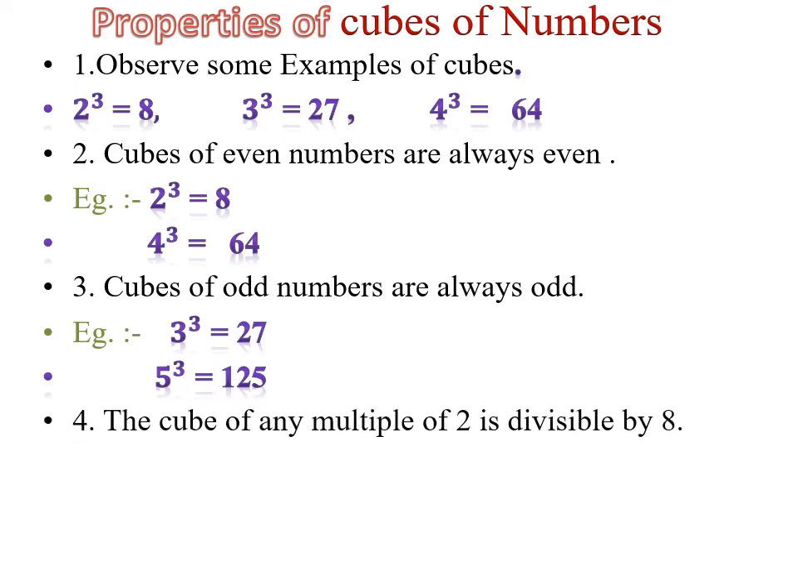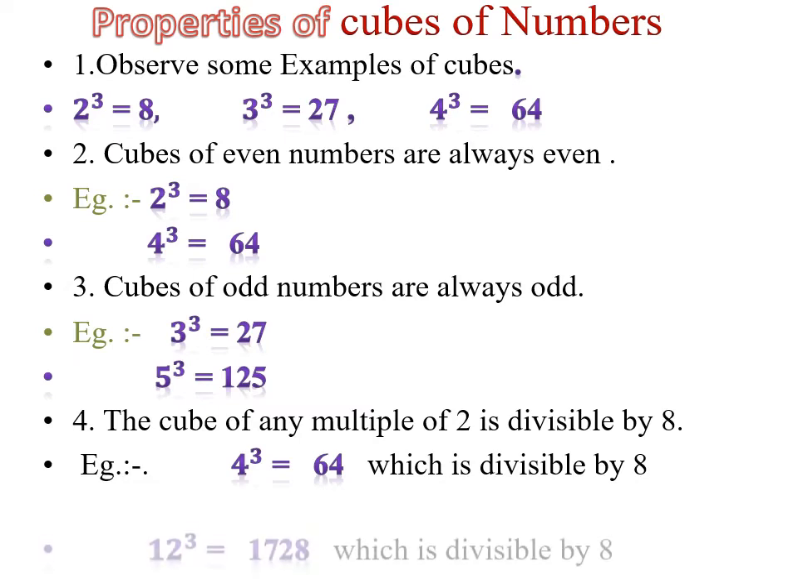Now take the next property. The cube of any multiple of 2 is divisible by 8. Means if you take the cube of a number which is already a multiple of 2, then its cube is again divisible by 8. Let's see an example. Here we have taken 4 cube. Now we know that 4 is a multiple of 2. So its answer, 4 cube, equals 64. If you see, 64 is divisible by 8. And therefore the property says the cube of any multiple of 2 is divisible by 8.